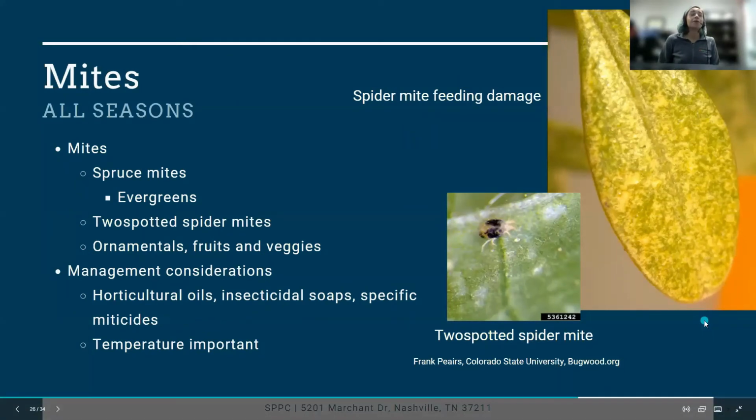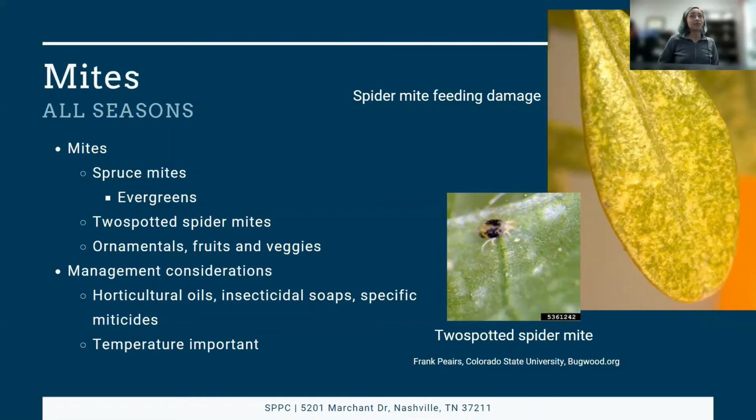Mites are another big pest that we see all year round, and mites are going to be on basically every single plant that we grow in our urban landscapes. Two-spotted spider mites and spruce mites are the most common on evergreens, ornamentals, fruits and vegetables. And they're super cute and super tiny, but they can feed a lot. A very good indication on our broadleaf plants of spider mite feeding damage is this very stippled look. So it looks like someone's kind of just taken a pin and prick, prick, prick to the top of the leaf.